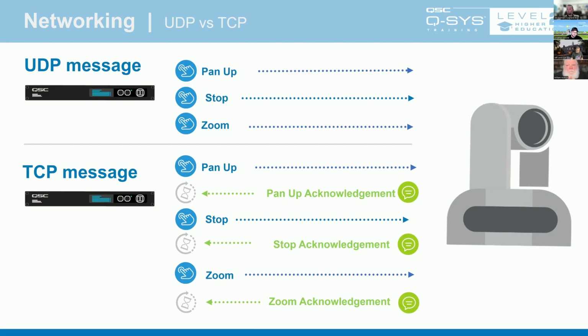So UDP, user datagram protocol, it is a one-way, hope you get it sort of messaging, kind of like sending a letter in the mail. You hope it gets there, but there's no feedback if it actually does, unless you pay for it, right? But UDP is a one-way messaging protocol. There's no way for us to know if the receiver actually got the message. So one thing that UDP is good for is sending a lot of messages really fast, but it's not necessarily the most reliable transport. So we're going to talk about a little bit about that.